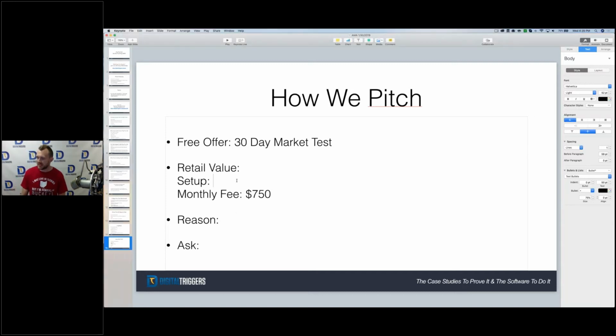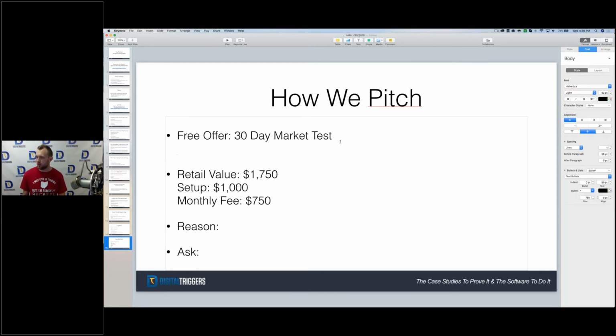Okay, so then setup. When we do a setup, usually we charge $1,000 for setup. So retail value would be $1,750. Now we need to talk about this in a little bit more detail. What are we going to do in this 30-day market test? How do we make this sexy?